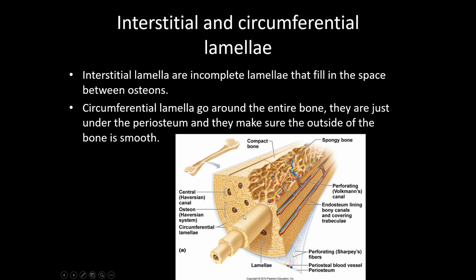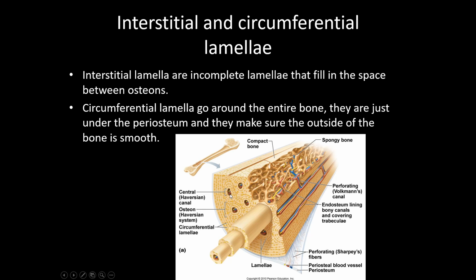Definitions are really easy to get, but here's the thing. If you're packing a bunch of circular columns together in a bone, you're going to have spaces between those circles, and you need to fill that in with stuff. And so interstitial lamella are sort of the fill-in-the-blank incomplete lamella that go in between the intact osteons.